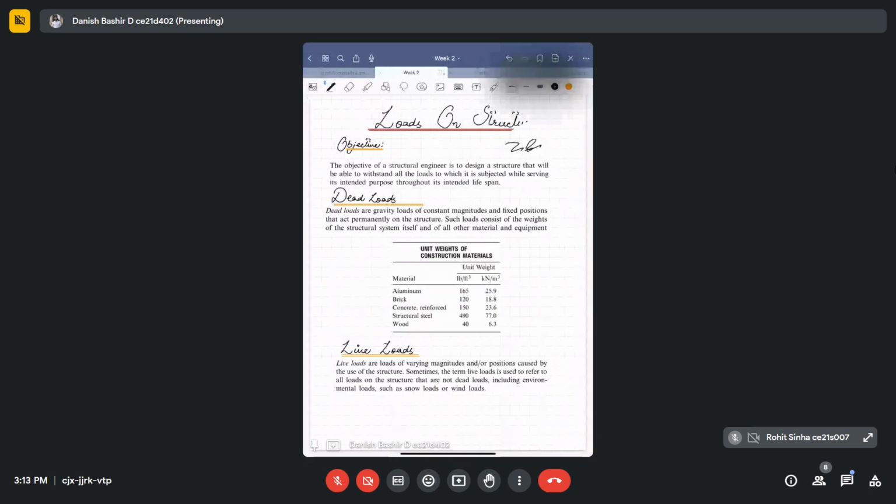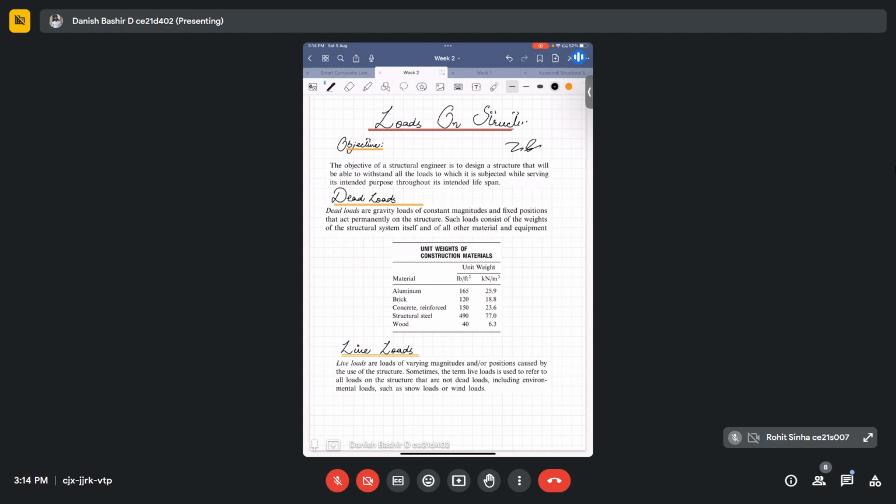Starting with loads on a structure. So what is the objective? First, we will see the objective. The objective of a structural engineer is to design a structure that will be able to withstand all the loads to which it is subjected while serving its intended purpose throughout its intended lifespan. So the structure is required to serve its purpose for the time it's being made.